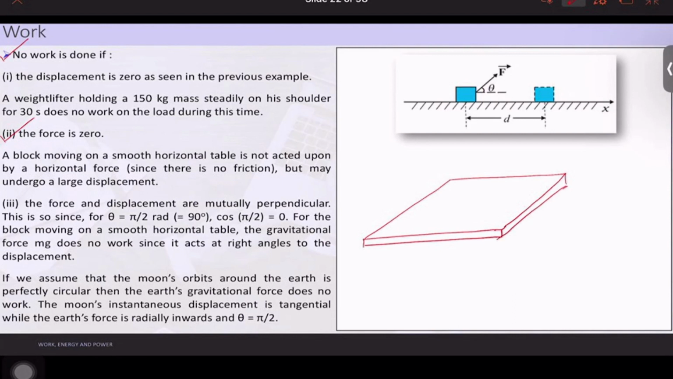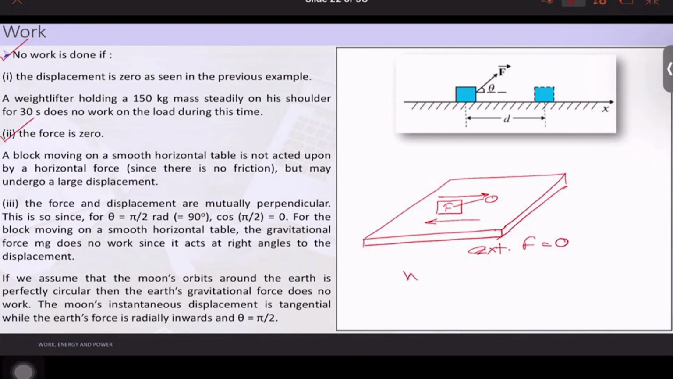Okay, so when the frictionless table is being interacted upon, if you leave a box here, there is a general tendency that it may go in some way or another. But the external force applied on it is 0. The external force applied is 0.